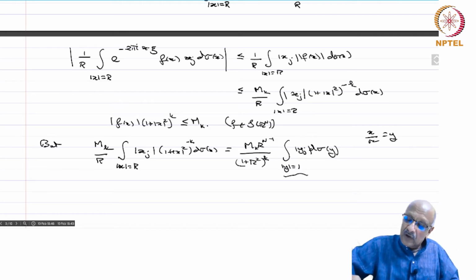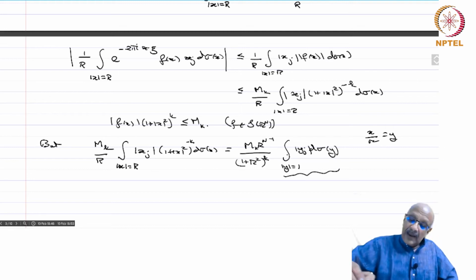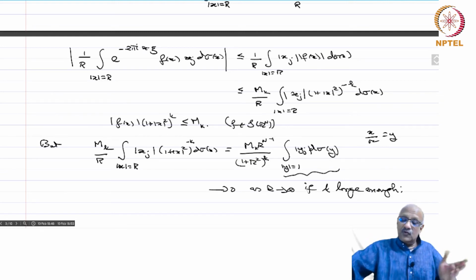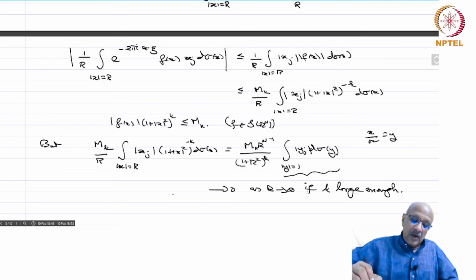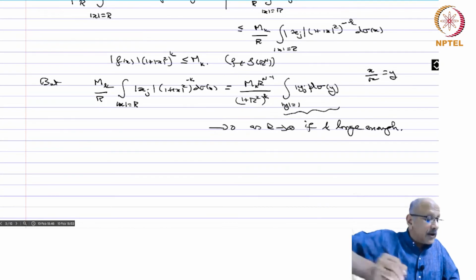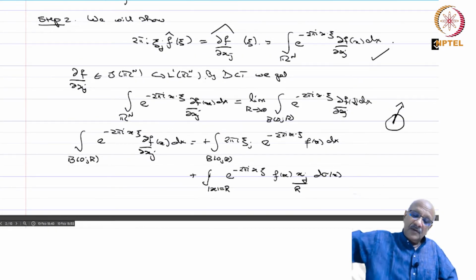So now this is a constant, |y_j| is an integrable function, and this will tend to 0 as r tends to infinity if k is large enough. And we have the freedom to choose k, and therefore we choose k as large as we need. So this boundary term goes to 0, and therefore you have proved this result here.